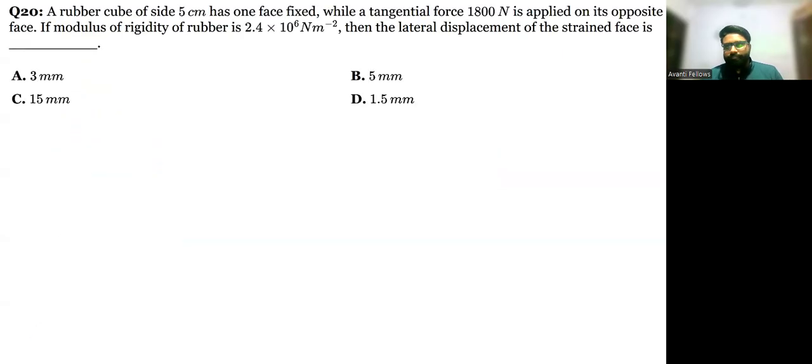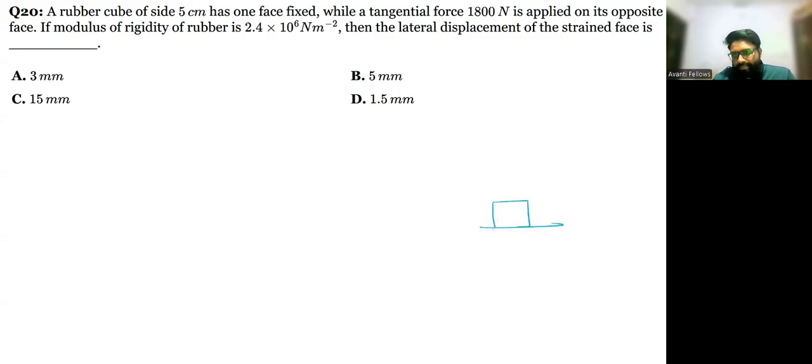Now this one: a rubber cube of 5 centimeter has one face fixed while a tangential force of 1800 Newton is applied on the opposite face. If modulus of rigidity is this, then the lateral displacement of the strained face is? What is the lateral displacement?